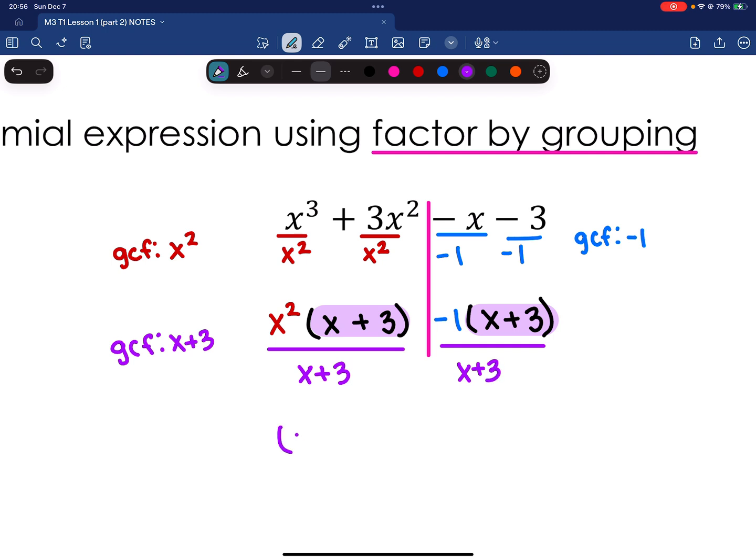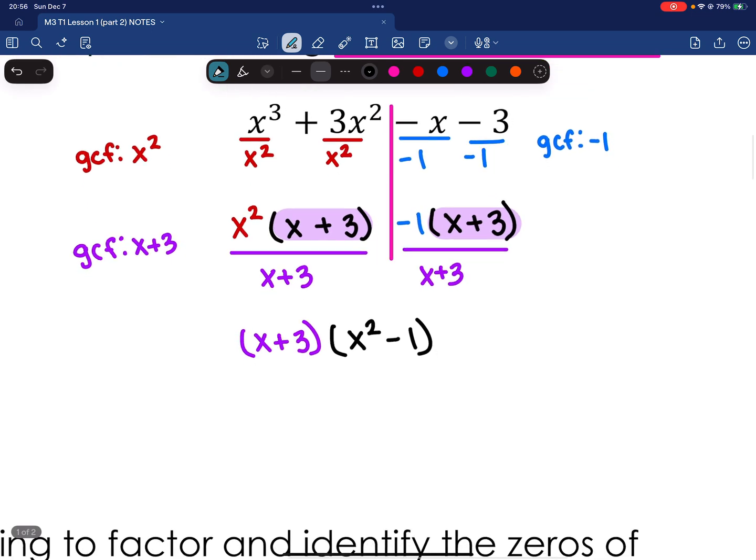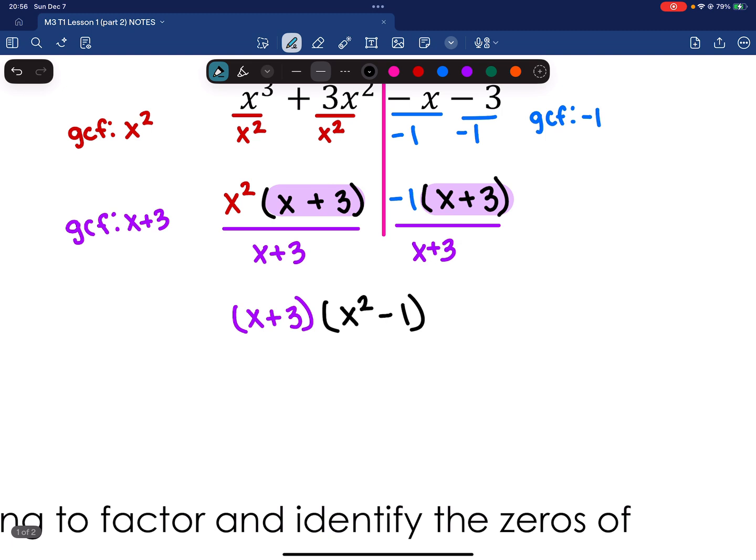And so remember, our GCF goes out in front. And then what's left over will go in the parentheses. Well, what's left over is the x squared and then the -1. Now, be careful because sometimes at this step you will be done and sometimes you won't. So in this case, we're not going to be done because this right here is a difference of squares.